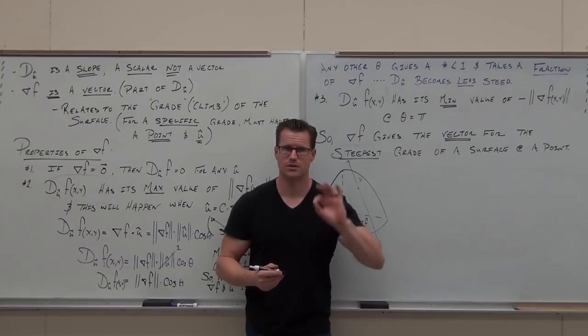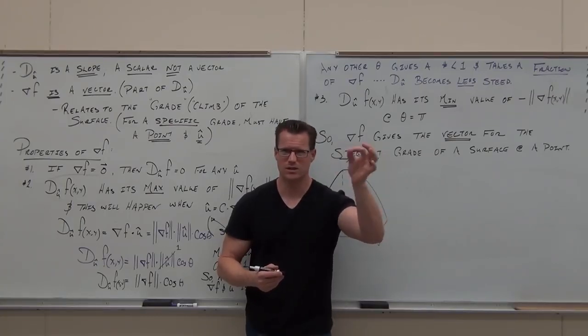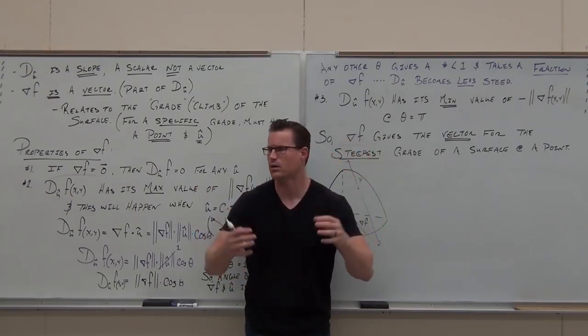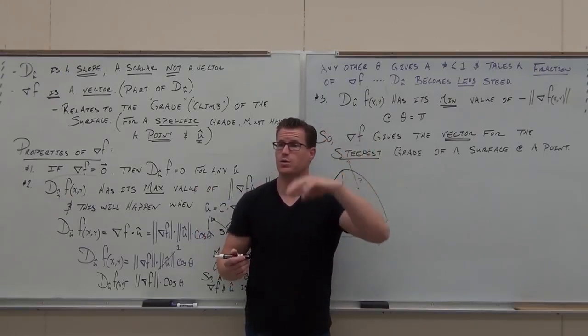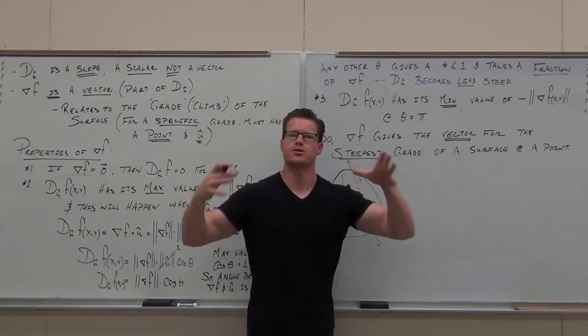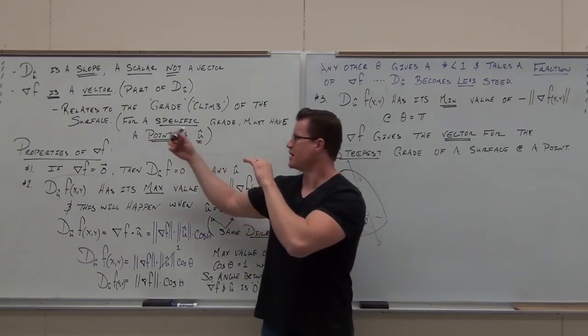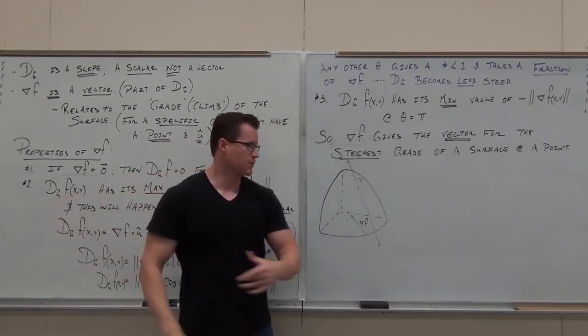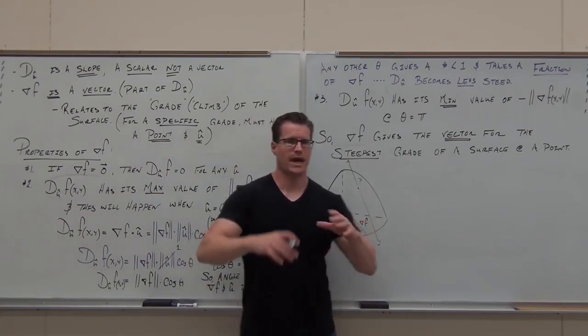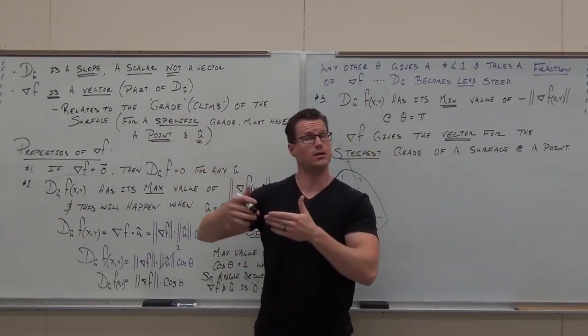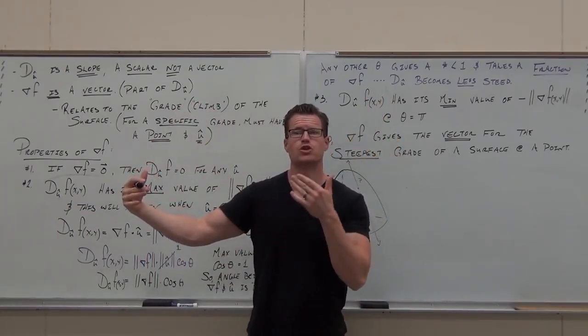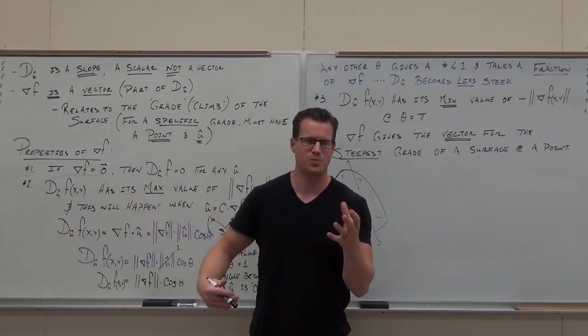The gradient is 1 degree, 1 dimension, 1 step down. I don't care how you think about it. It's 1 dimension lower than the function itself. This function is here. That's 3D. The gradient is 2D. If we had a 4D, the gradient would be in 3D. We're going to use that in the next section. It's a big deal.